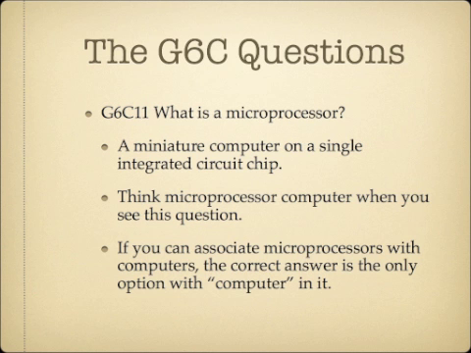What is a microprocessor? Well, a microprocessor is a miniature computer on a single integrated circuit chip. And this answer will jump out at you if you can remember to associate microprocessor and computer, because the correct answer is the only one with computer in it. So a microprocessor is a miniature computer on a single integrated circuit chip.